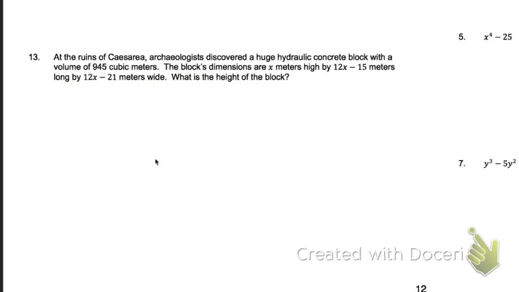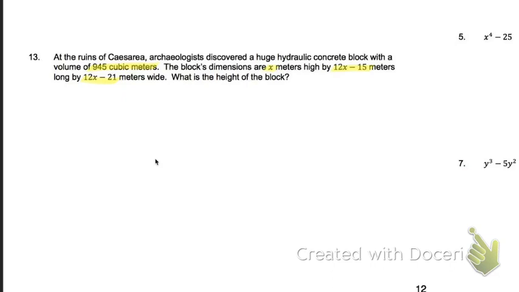Okay, so in this example, this word problem, it says archaeologists discovered a huge hydraulic concrete block with a volume of 945 cubic meters. The block's dimensions are x meters high by 12x minus 15 meters long by 12x minus 21 meters wide. What is the height of the block? So basically we're trying to solve for x here.